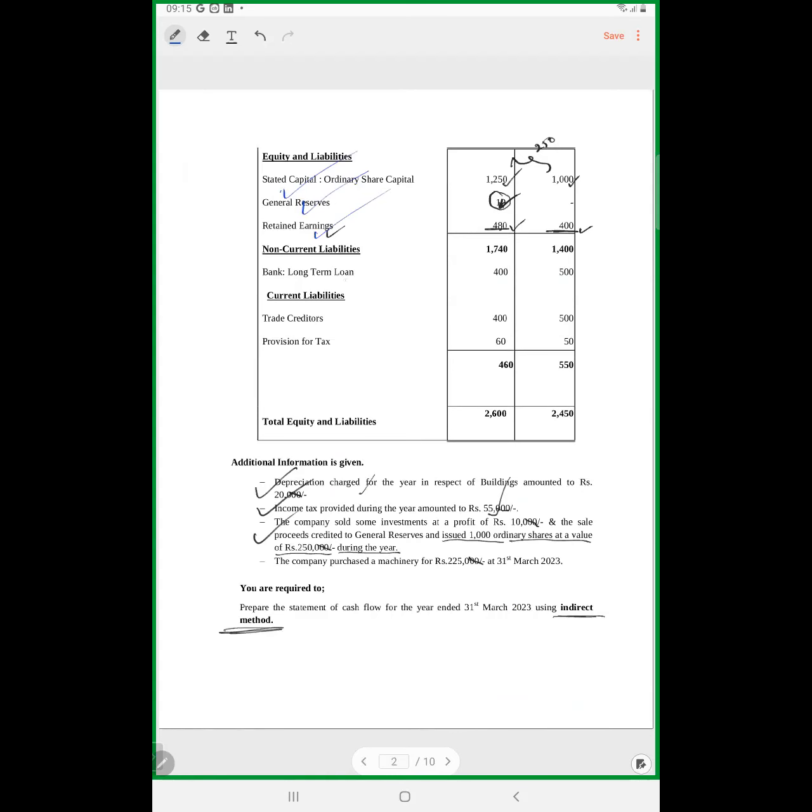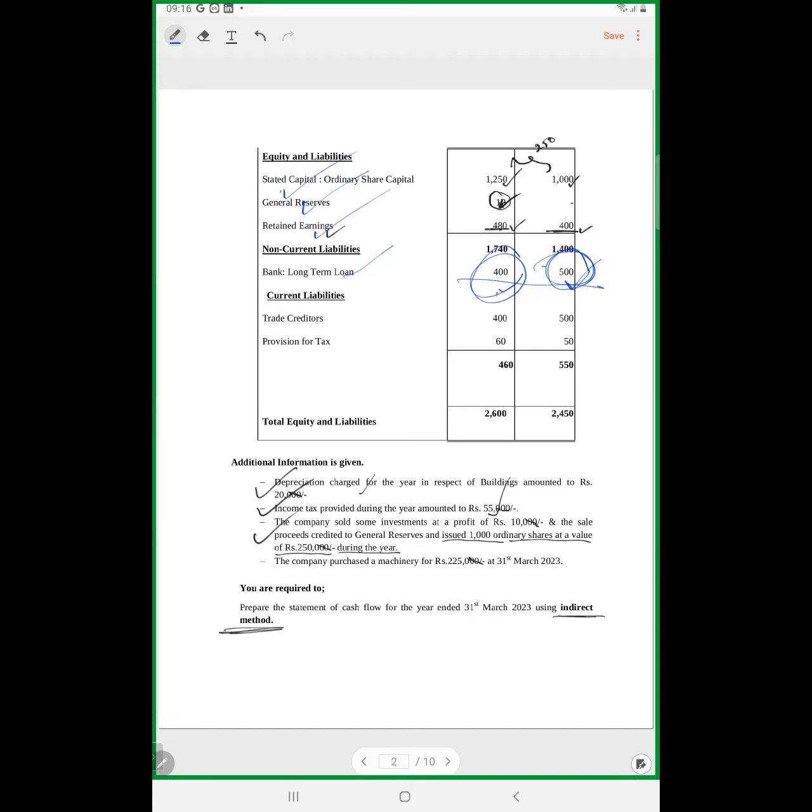And when it comes to the long term loan, opening balance 500, ending balance 400. So what is the reason for that? Can anyone let me know? They paid bank loans. Yes, exactly. You are totally correct. So the company has paid their loan. How much has the company paid? You can see 100. The company settled the loan by rupees 100.